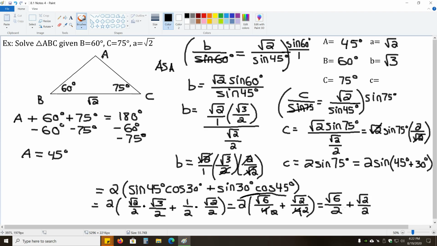And now we're finally there. When you have the same denominator, you can add the numerators together and keep that denominator. That's for any fraction you deal with. So we end up with the square root of 6 plus the square root of 2 all over 2. And that is the complete solution to this triangle that started with angle B is 60 degrees, angle C is 75 degrees, and side A is the square root of 2.